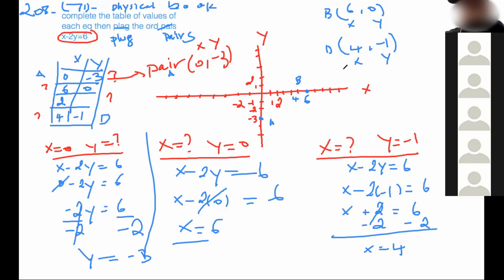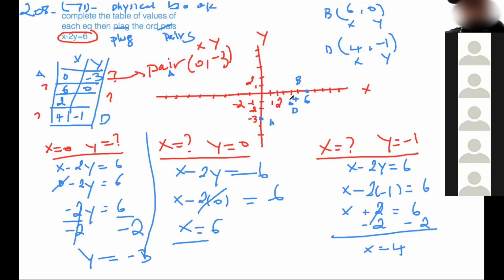We need to go to negative 1. That means where do we go, up or down? So this is 4, X is 4. You go down 1 unit. This is negative 1. So we're going to go down 1 unit to negative 1. So that's the point D.